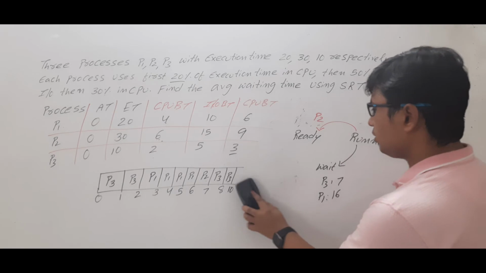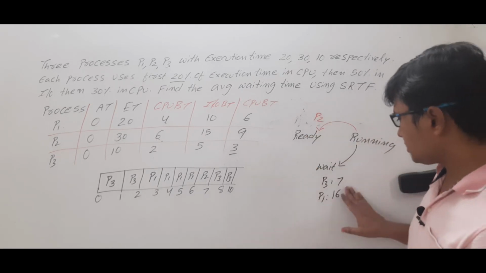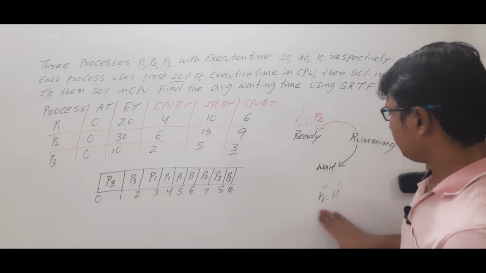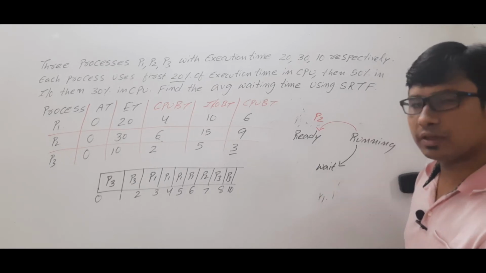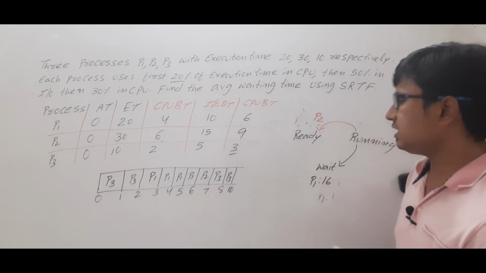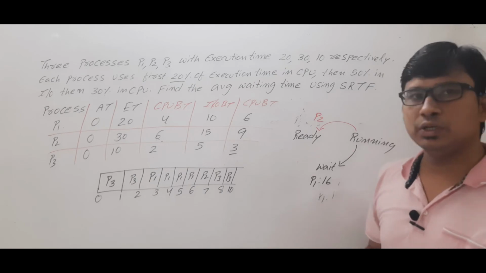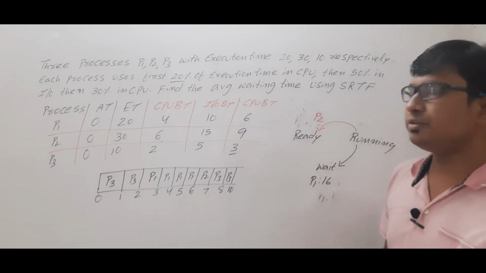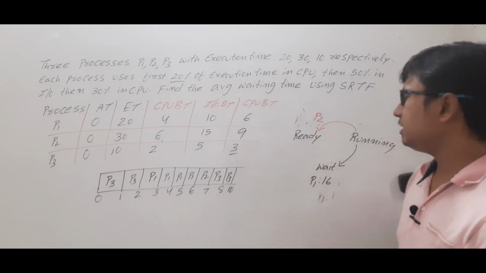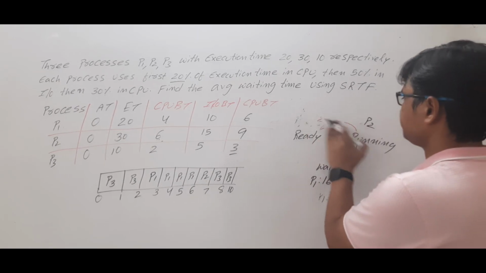Now process P2 is currently in the ready state. Process P1 will come out from the wait state at 16 units of time. So still it is 10 units of time. So process P1 is there in the wait state. Process P2 is there in the ready state. As only one process is there in the ready state, it will be dispatched to the running state.